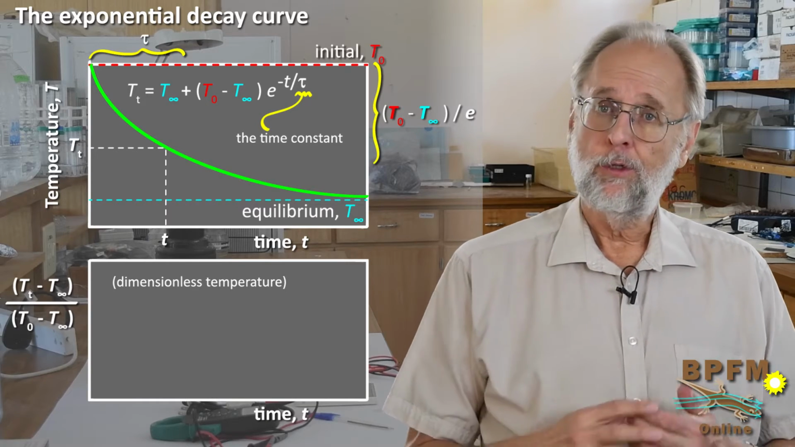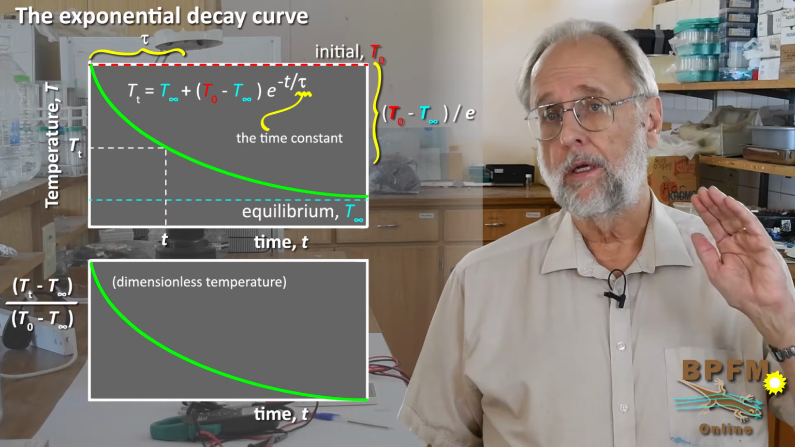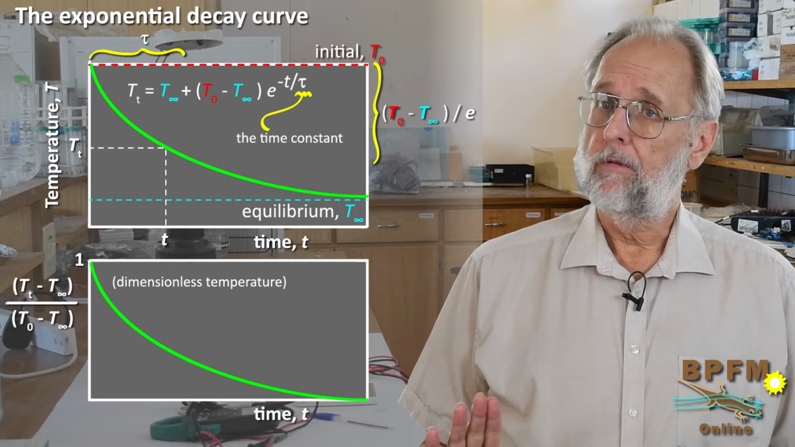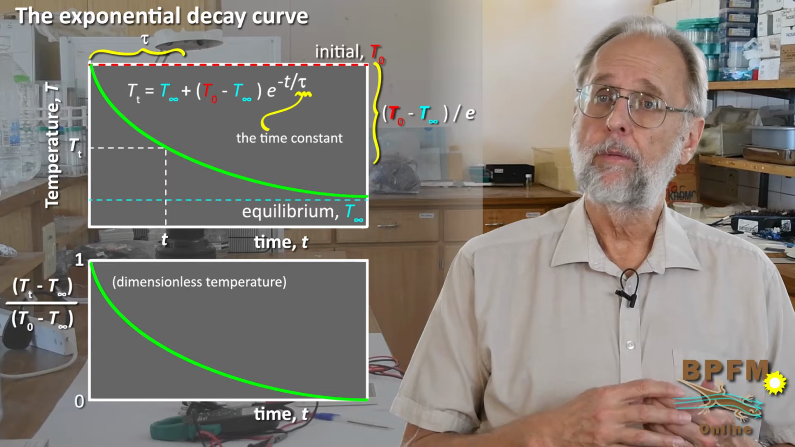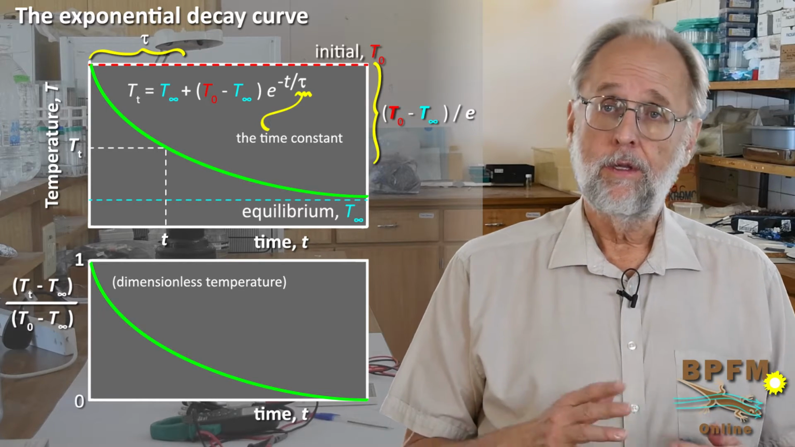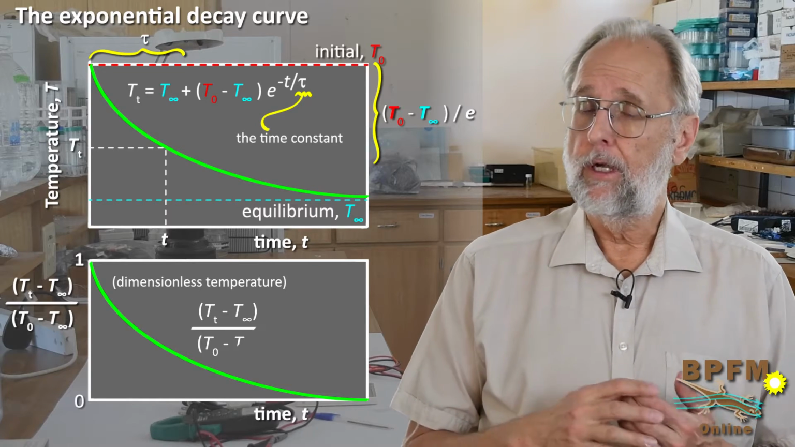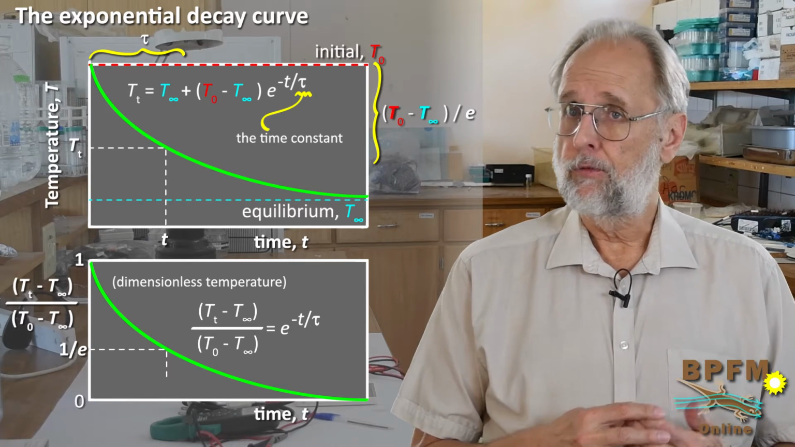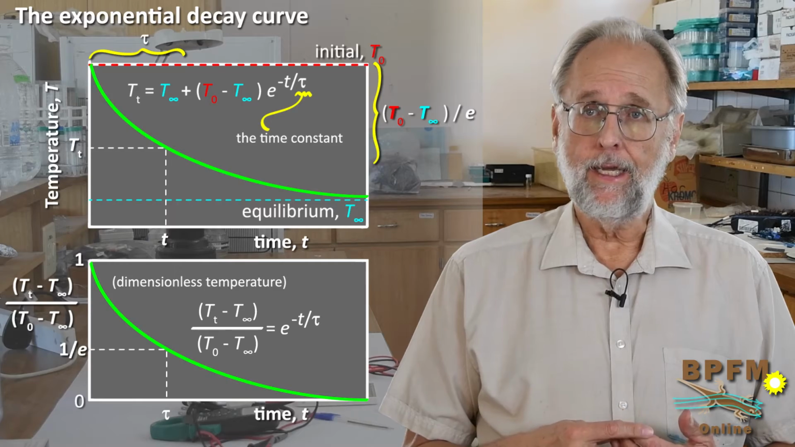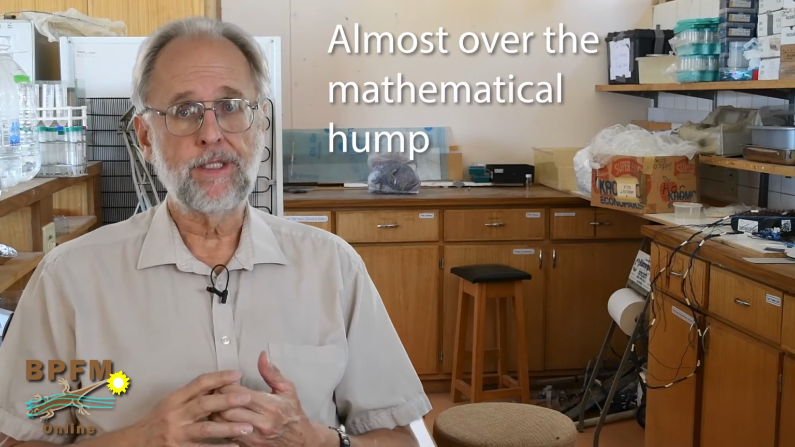By expressing all transient temperatures as dimensionless temperatures, all transients will now vary between an initial value of 1 and an equilibrium value of 0. And this will be true no matter what the initial and equilibrium temperatures are, or whether the temperatures are rising or falling. Here's the exponential decay curve equation rewritten in this way. The time constant is now the time it takes for this ratio to approach 1 over e. We're not quite over the mathematical hump yet, but things are going to start getting easier, I promise.